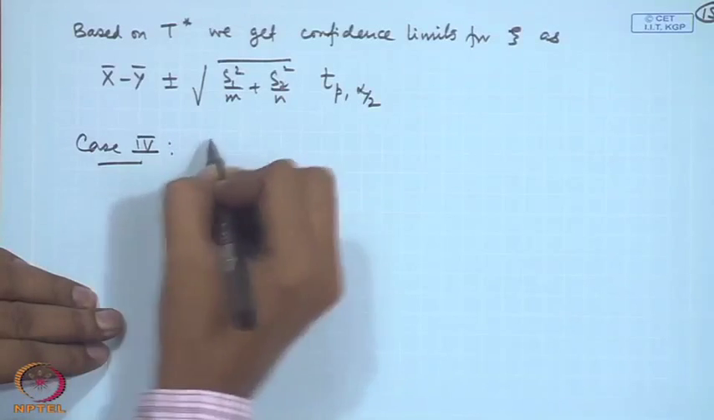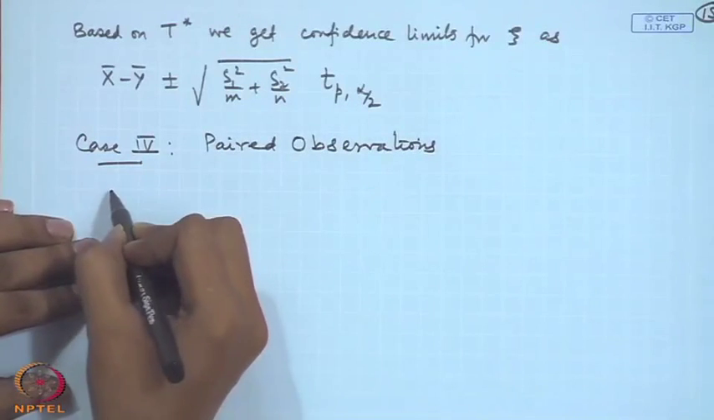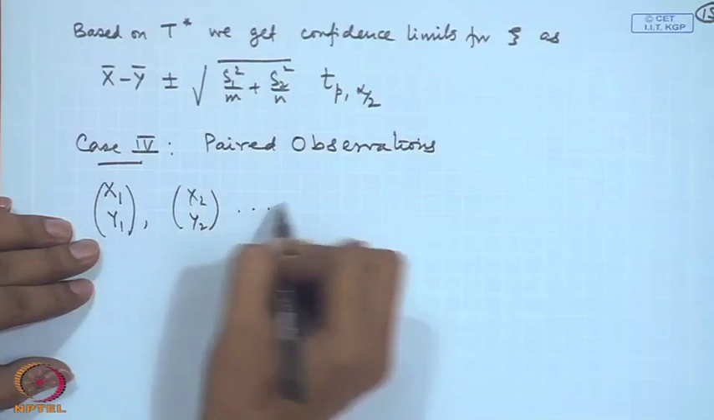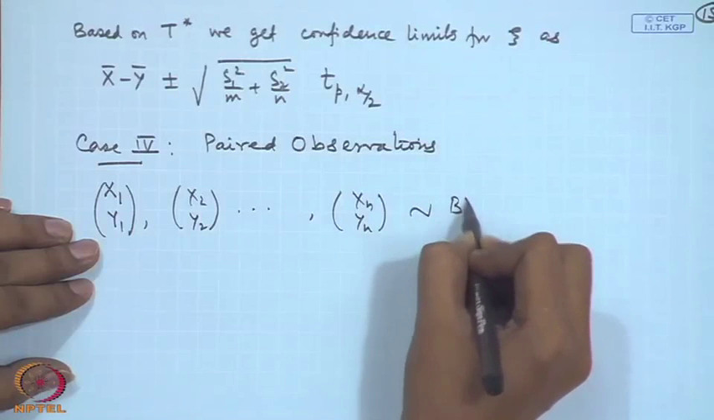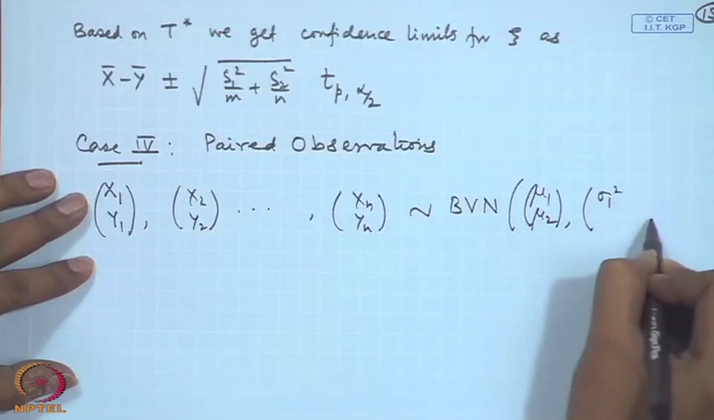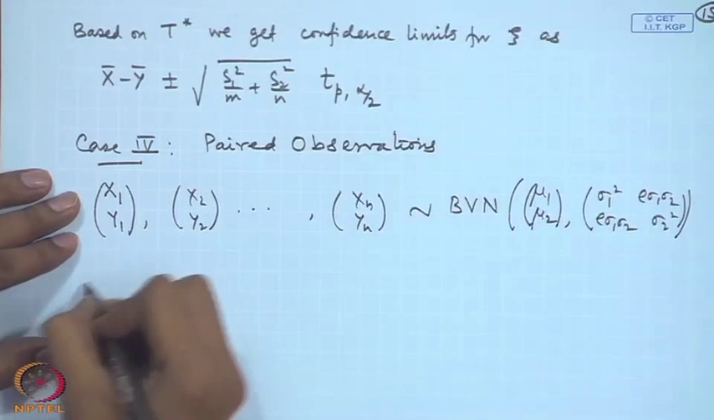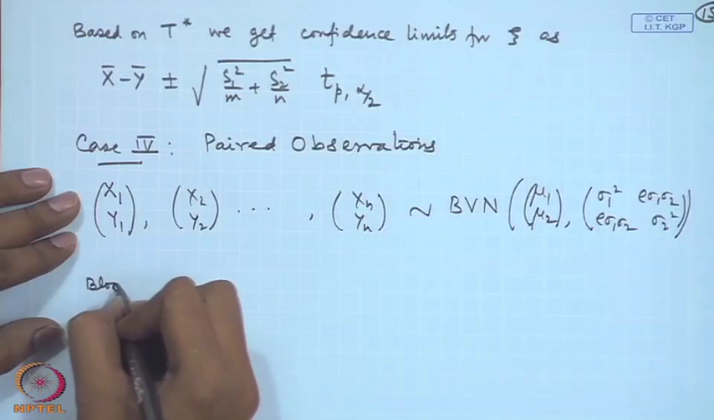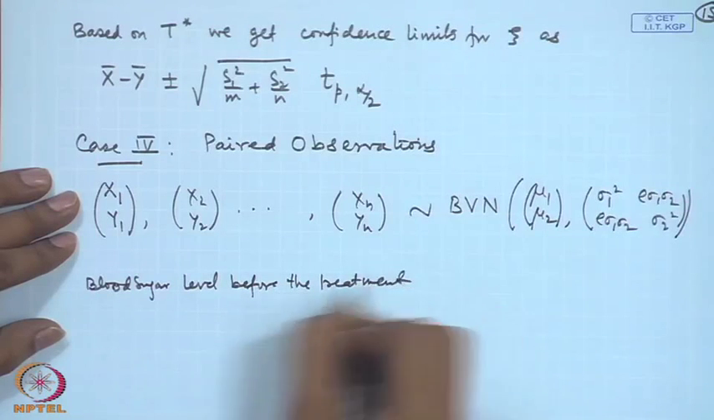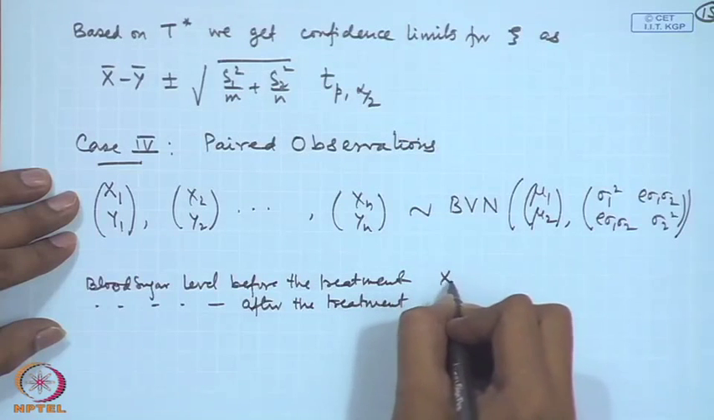I call it case 4, paired observations. That means I am considering something like x 1 y 1, x 2 y 2 and so on, x n y n. So, we are assuming basically a bivariate normal model with mean mu 1 mu 2 and variance covariance matrix with entries sigma 1 square, rho sigma 1 sigma 2, rho sigma 1 sigma 2, sigma 2 square. Basically, it is something like this. I have given the example of blood sugar level before the treatment and blood sugar level after the treatment. So, this is x, this is y.